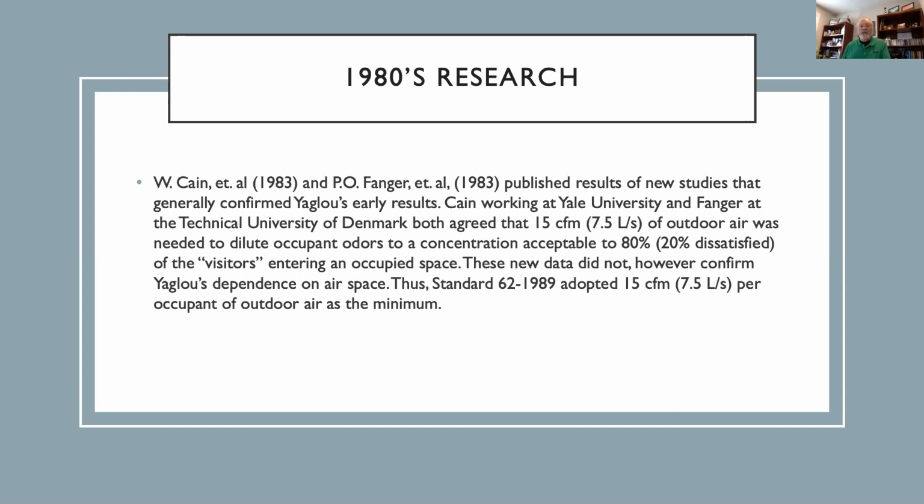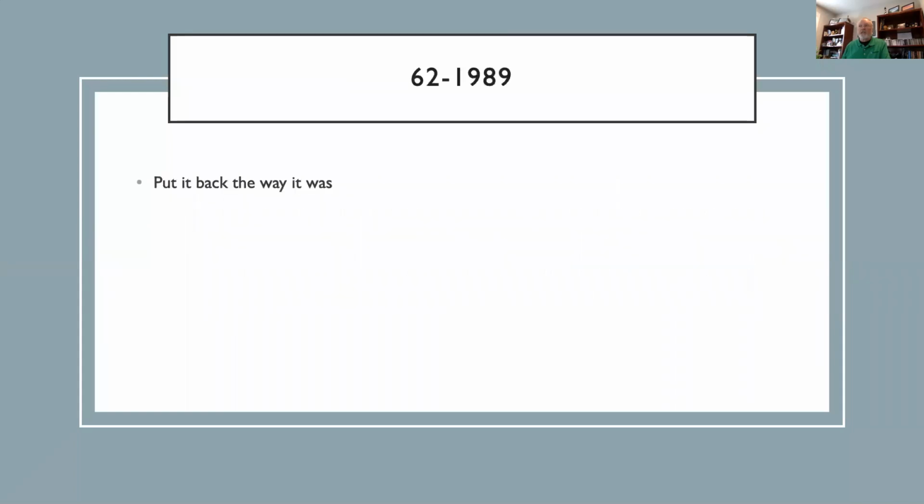And the committee that wrote ASHRAE 62 came up and said, gee, we don't really like what happened in 1981. Let's just put it back the way it was as in 1969. Okay, put it back the way it was. So we went back to 15 to 20 CFM per person in the 1989 version of the standard.